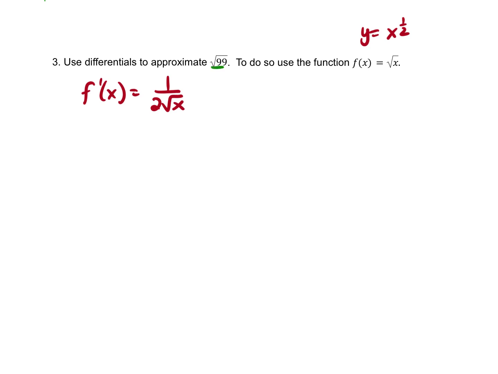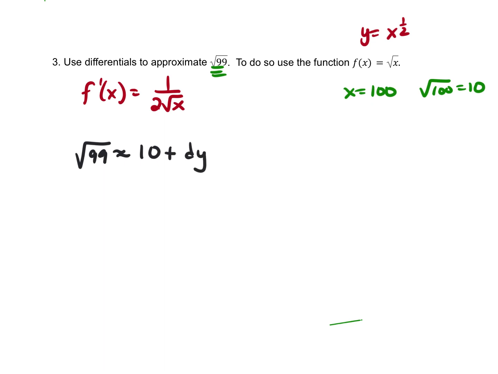So I'm trying to approximate the square root of 99. Well, if x equals 100, then the square root of 100 is really nice. It's 10. So really all I have to do is figure out how much the y value changes from when x is 100 to when x is 99. So to approximate the square root of 99, I'm just going to take 10, which is the square root of 100, and I'm going to add some change in y. Now obviously that change will be negative because it has to be smaller than 100. So in this case our x is 100 and our dx is going to be negative 1.